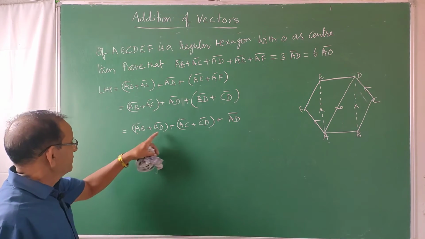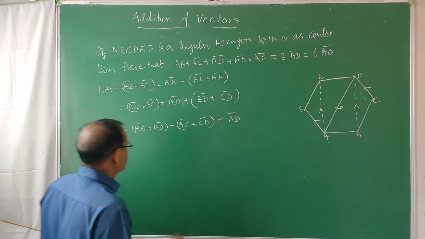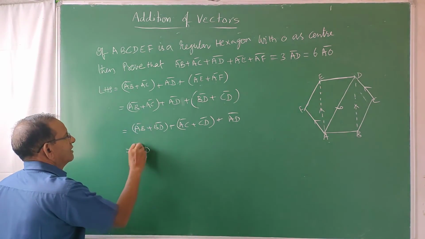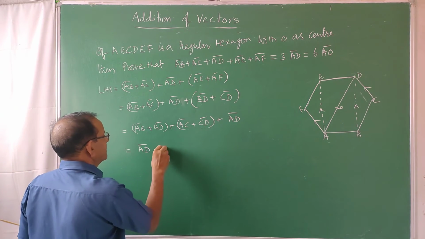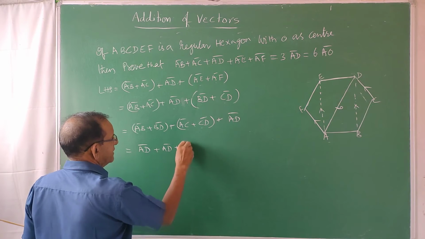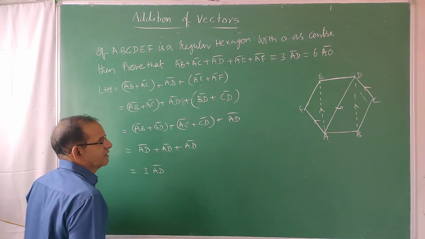We know that AB plus BD is AD by triangle law. AB plus BD is AD bar. This common letter will go. Again same thing, AC plus CD is AD. AD bar. Again AD bar. That means 3 times AD bar.